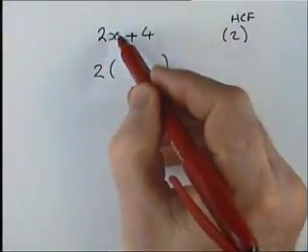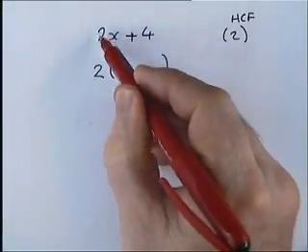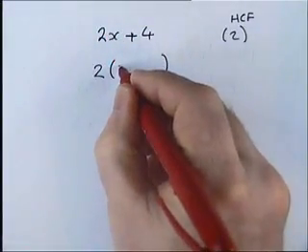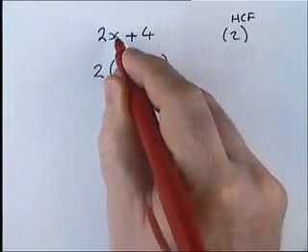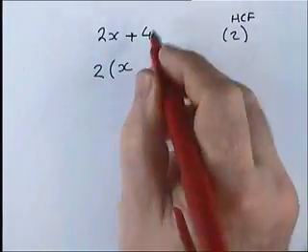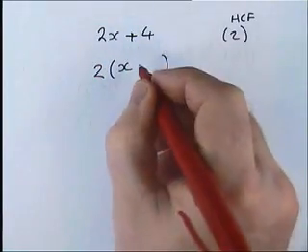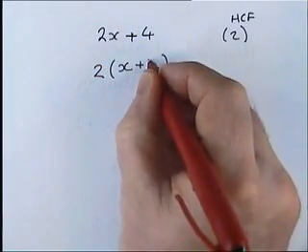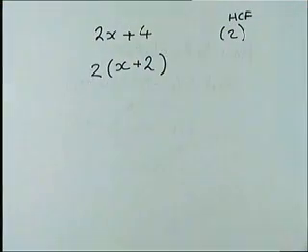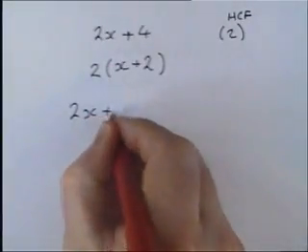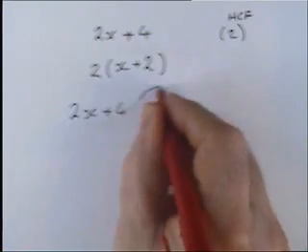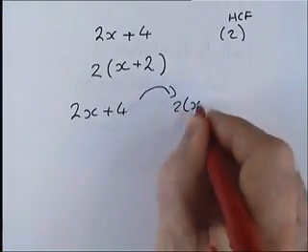So what do we times the 2 by to get 2x? That answer is x, because 2 lots of x gives 2x. And what do we times the 2 by to give positive 4? The answer is positive 2. So that's been factorised, that's fully factorised. So that's probably the kind of questions that you're used to seeing. So 2x plus 4 can be factorised to 2 lots of x plus 2.